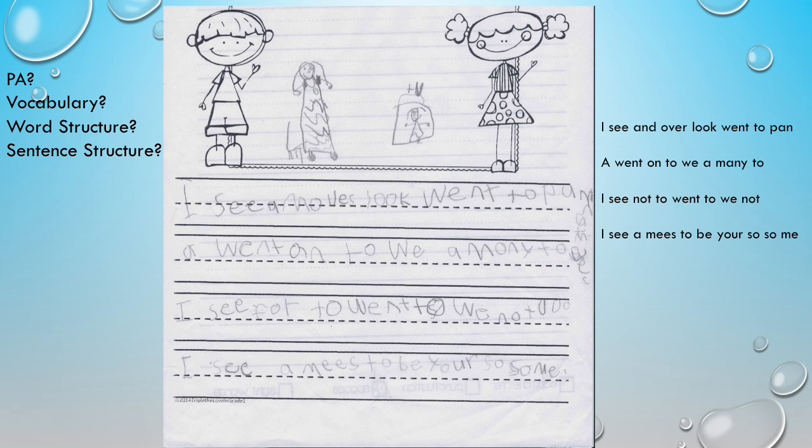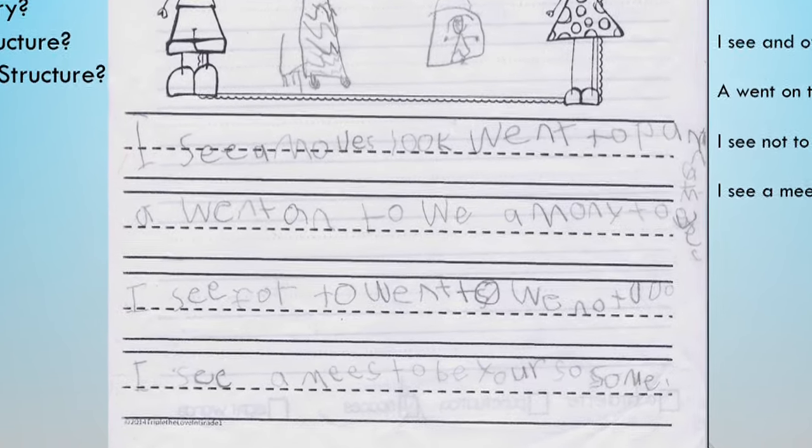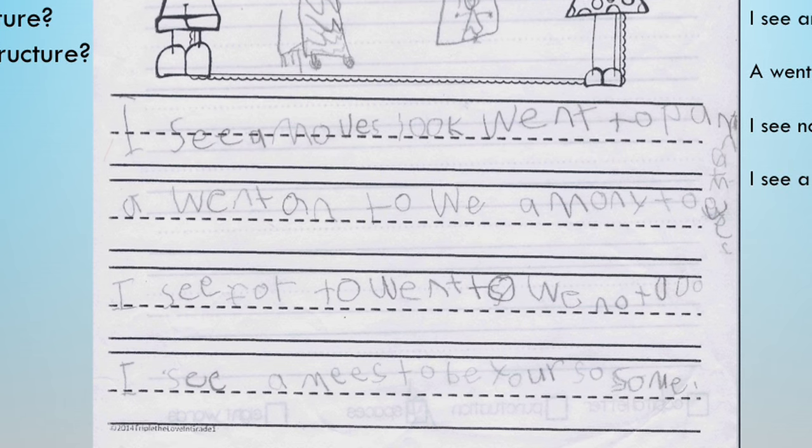Okay, how about this one? Here's a student of mystery. Here's this little girl's weekend news. I see "went to pan, went on to we a many to." I see "not to went, we not." I see "me's to be your so me." Where would you start with that?